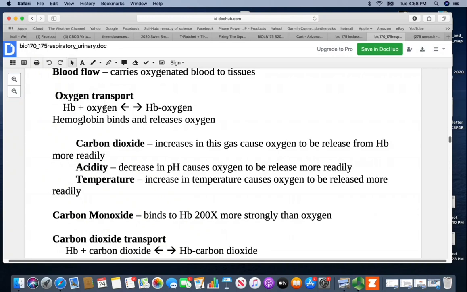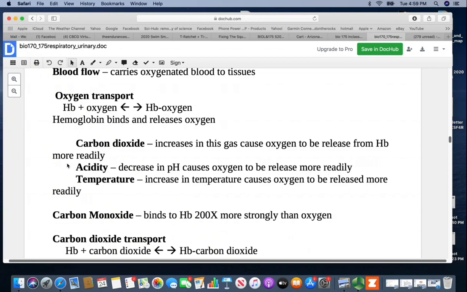So we want to get more than just diffusion to add that oxygen to the tissues. There's a few things that will actually help increase the amount of oxygen that goes into the tissues. One of them is carbon dioxide. As you increase the levels of carbon dioxide gas, it's going to increase the amount of oxygen that is released from the hemoglobin. Hemoglobin will release it more readily. This works out pretty well. As you are using your muscles more, they're going to produce more carbon dioxide. That will help get more oxygen into those working muscles.